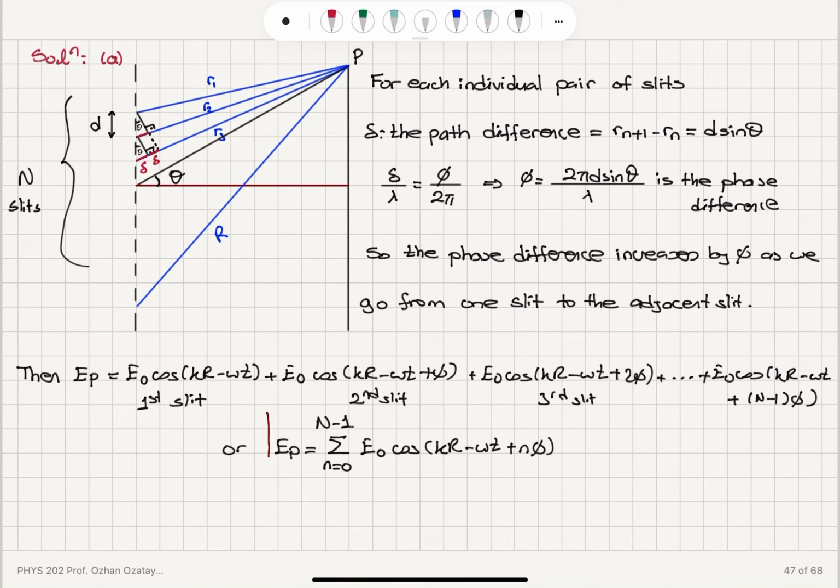So basically we have shown the suggested result by calculating the contribution from each slit and adding them up. So this is a traveling electromagnetic wave. Therefore, the electric field can be written as E0 cosine(kr minus omega t). But for rays coming from different slits, we have a phase difference due to the path difference that develops between them. And this can be written finally in the form of a summation from n equals 0 to capital N minus 1 of E0 cosine(kr minus omega t plus n phi).